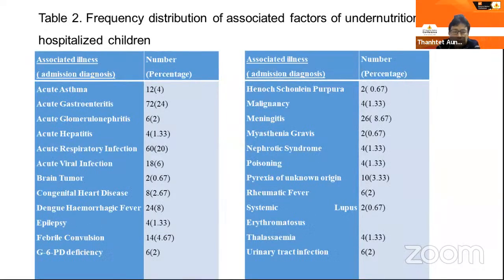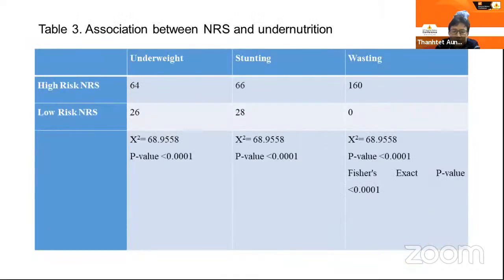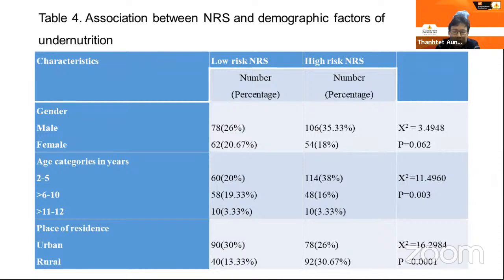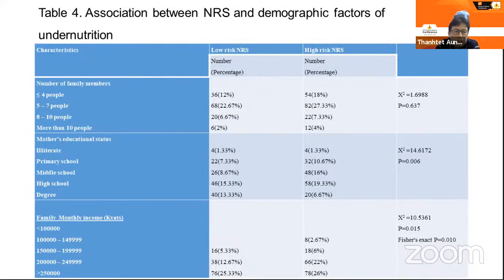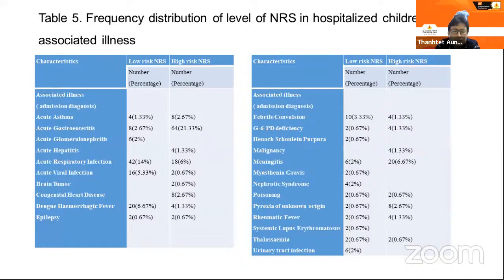Table 2 shows frequency distributions of associated factors of undernutrition in hospitalized children. And these figures will be discussed later. Table 3 shows association between nutrition risk score and undernutrition. Underweight, stunting and wasting are all associated with high-risk nutrition risk score. Table 4 shows association between NRS and demographic factors of undernutrition. And this will be discussed later. Table 5 shows frequency distribution of level of NRS in hospitalized children by associated illness.